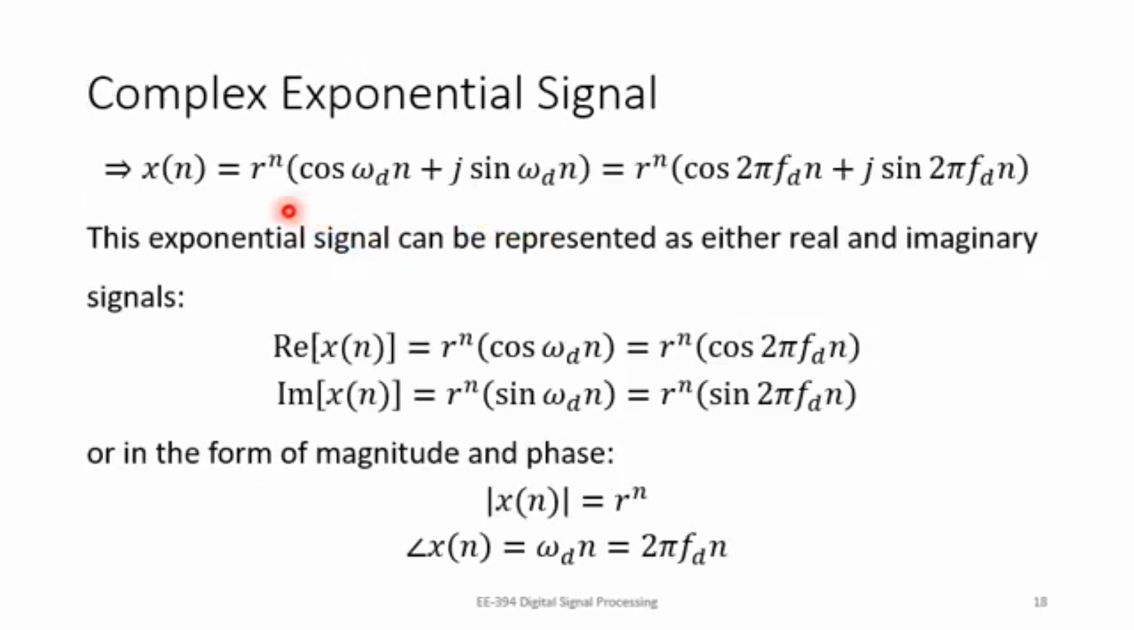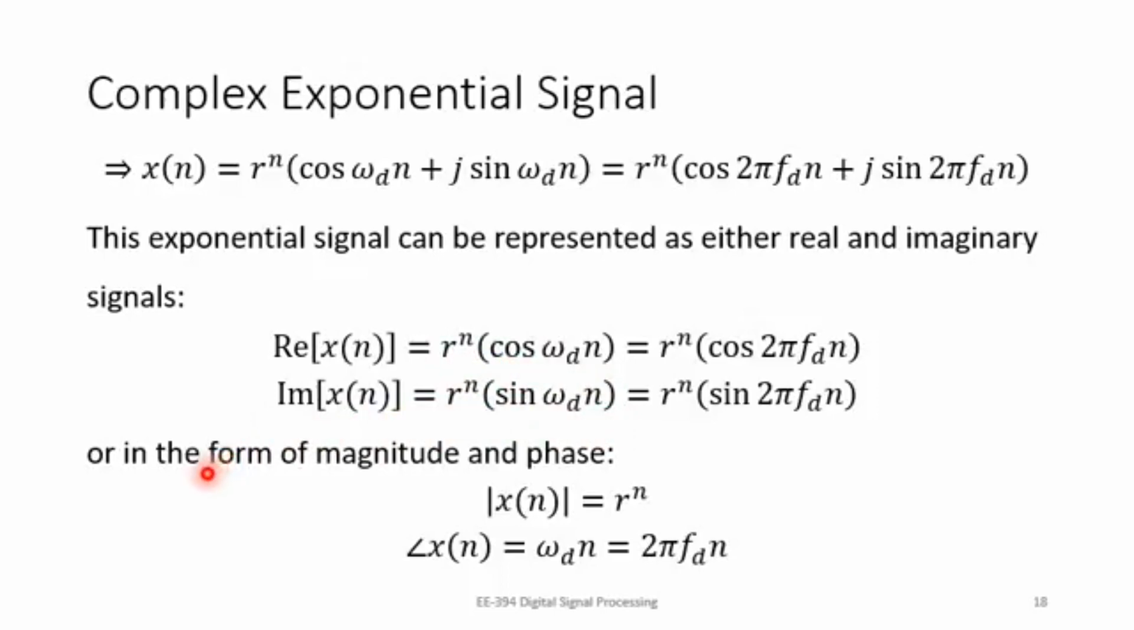So I know you know these things, but for reference I have repeated this here: r raised to power n cos omega dn plus j sine omega dn, or in terms of fd, can be represented in real and imaginary format, where the real signal is r raised to power n cos omega dn and the imaginary signal is r raised to power n sine omega dn.